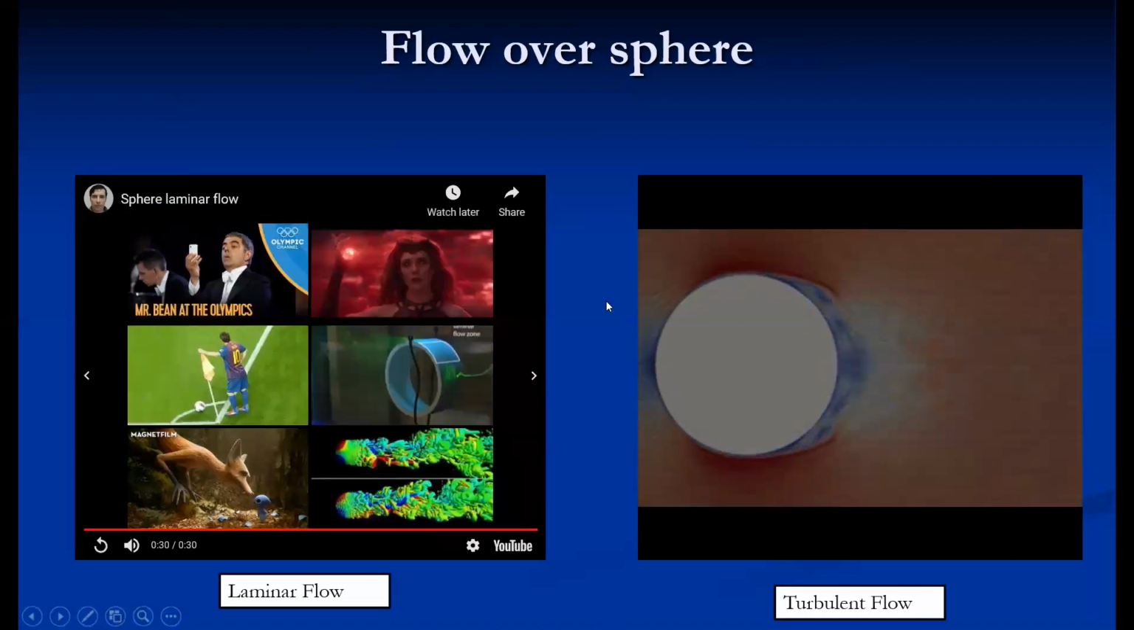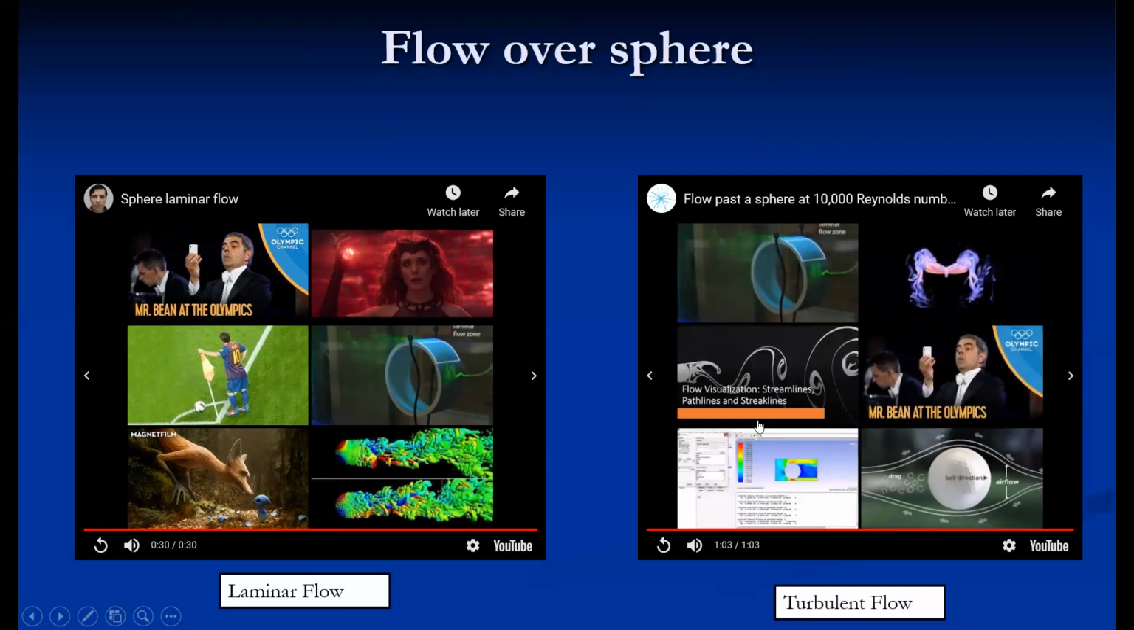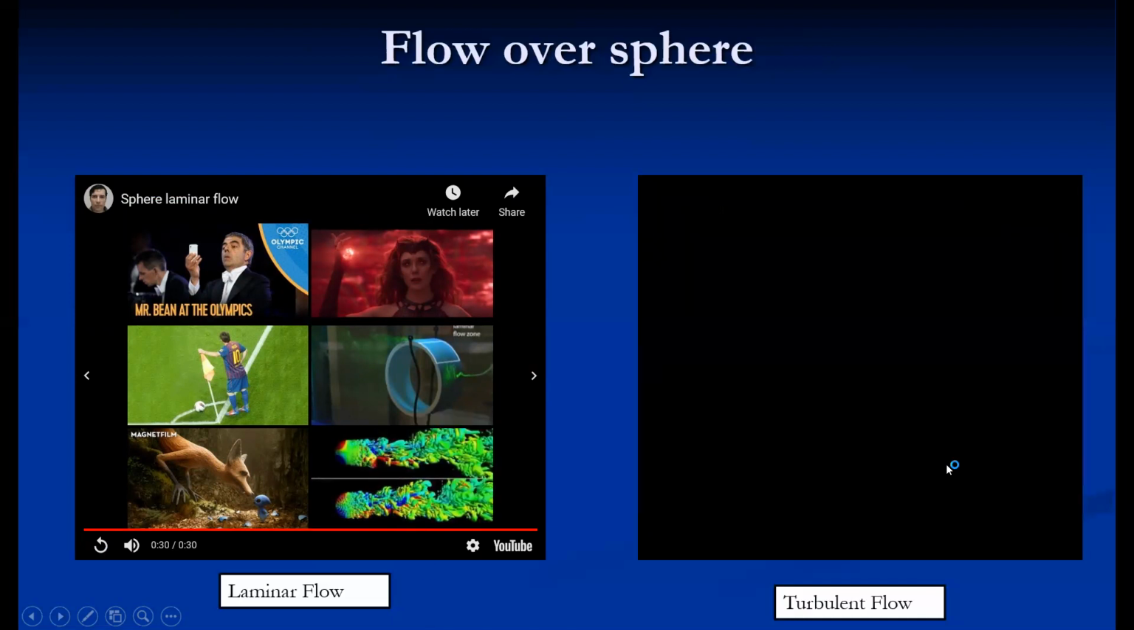But in the case of turbulent flow, we can visualize here that there is a retardation. So this is a wake region of low pressure because of the pressure gradient. And because of this, large eddies are formed and reversal flow is taking place. So this is about the flow over a sphere in both cases, where laminar flow is taking place and turbulent flow is taking place.